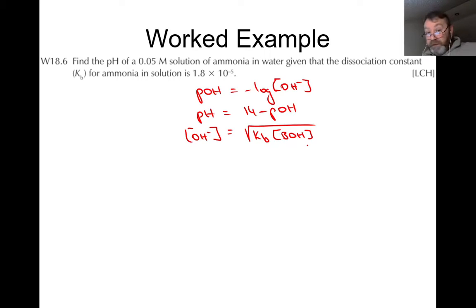And by the way, BOH is just a general formula for any base. It's just a base. All bases end in OH. All acids start in H. So we start an acid as HA, and we write down the general formula of a base as BOH, just in case you wonder where that comes from.